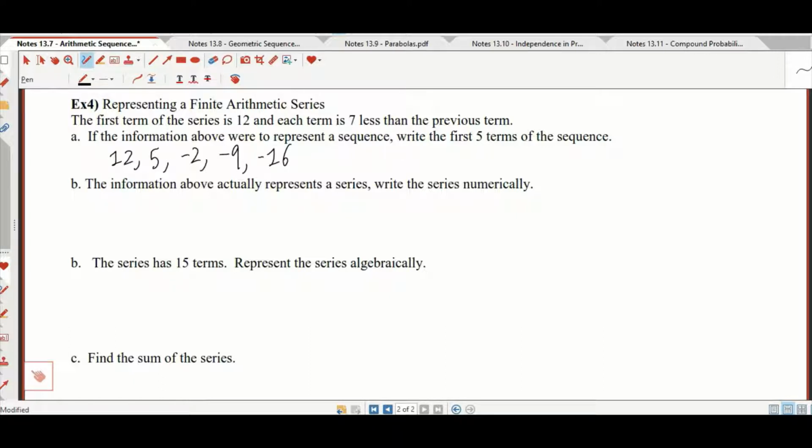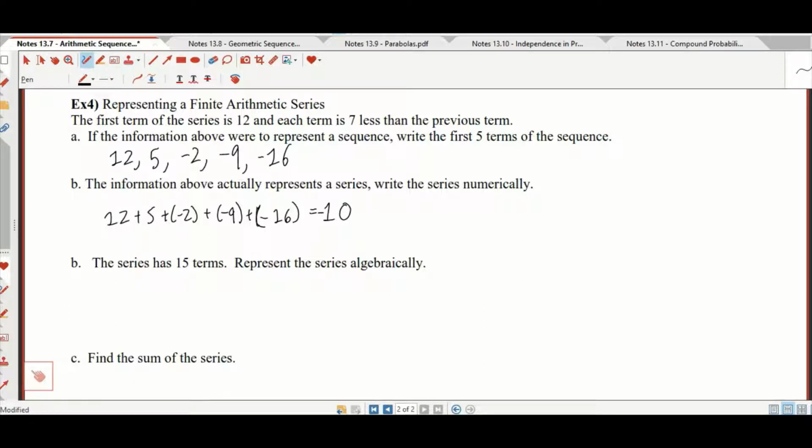If that actually represented a series, write the numbers numerically. That is, what would those numbers be if we added them together? 12 plus 5 plus negative 2 plus negative 9 plus negative 16. Negative 10 is what that would be.